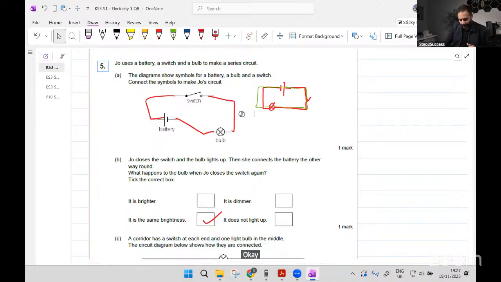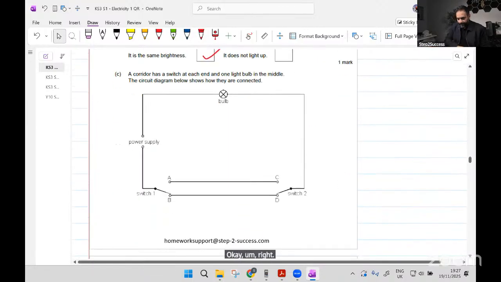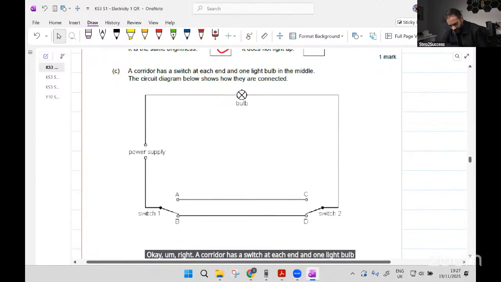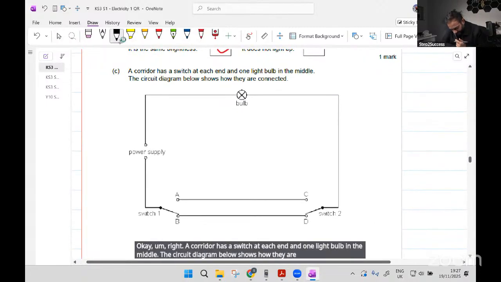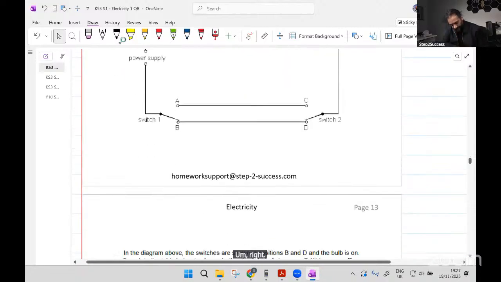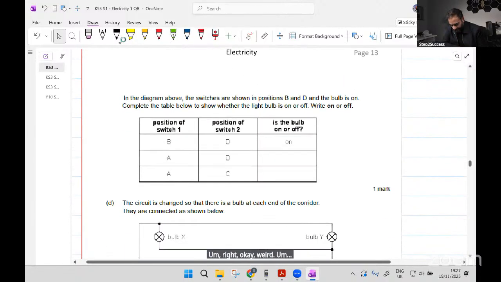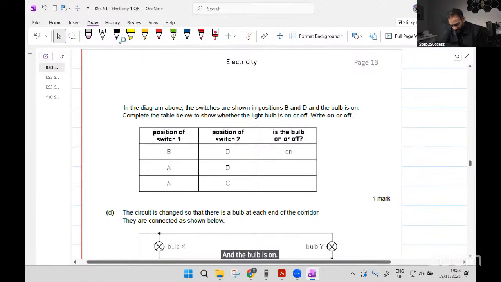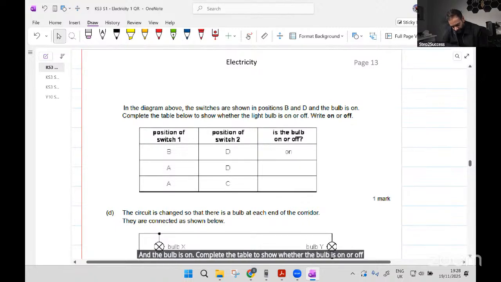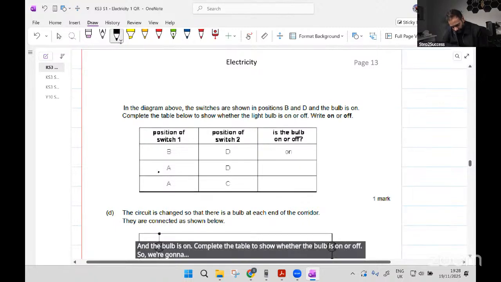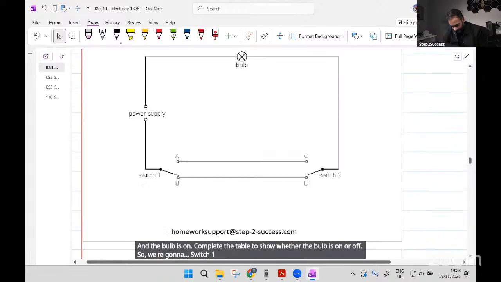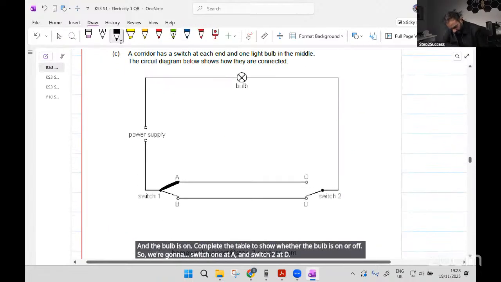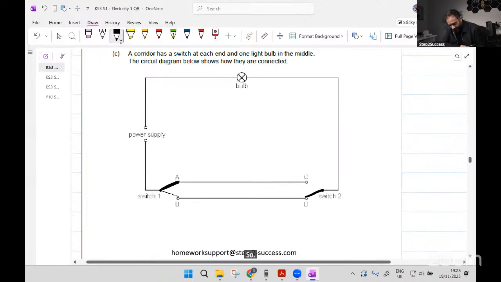Okay. Right. A corridor has a switch at each end and one light bulb in the middle. The circuit diagram below shows how they are connected. Right, okay, weird. Oh, so complicated. In the diagram above, the switches are shown in position B and D, and the bulb is on. Complete the table to show whether the bulb is on or off. So we're going to do switch 1 at A and switch 2 at D. So it's almost like, as it is now.